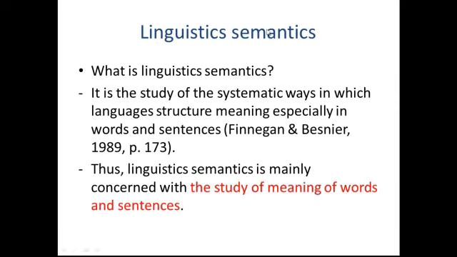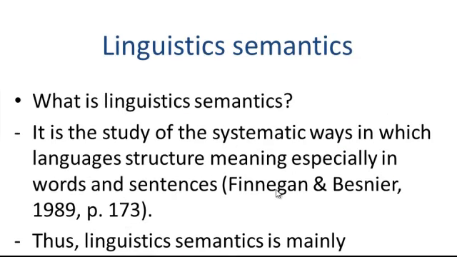When we're looking at linguistic semantics, first of all, we need to know what linguistic semantics is all about, how this term is defined. So we're going to look at a definition that has been provided by Finnegan and Besnier, and this definition is found in the book that they published in 1989 on page 173. They define linguistic semantics as the study of the systematic ways in which languages structure meaning, especially in words and sentences. So this means that there is a systematic way in which words and sentences are structured.